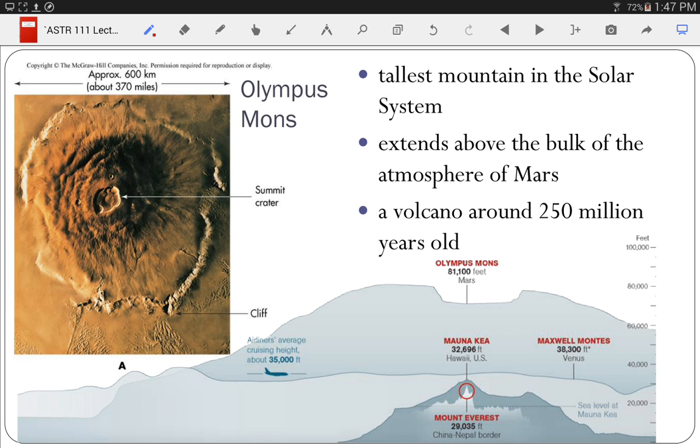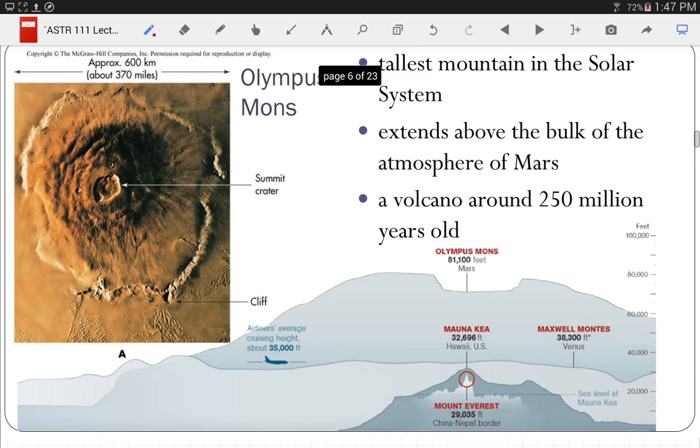Notice that Mauna Kea, like Olympus Mons, is a volcanic mountain. And in fact, both of these are what we call shield volcanoes. When you think of a volcano, what's the shape you think of for a volcano? Usually we think of a crater. We think of a cinder cone and then having a crater in the center.